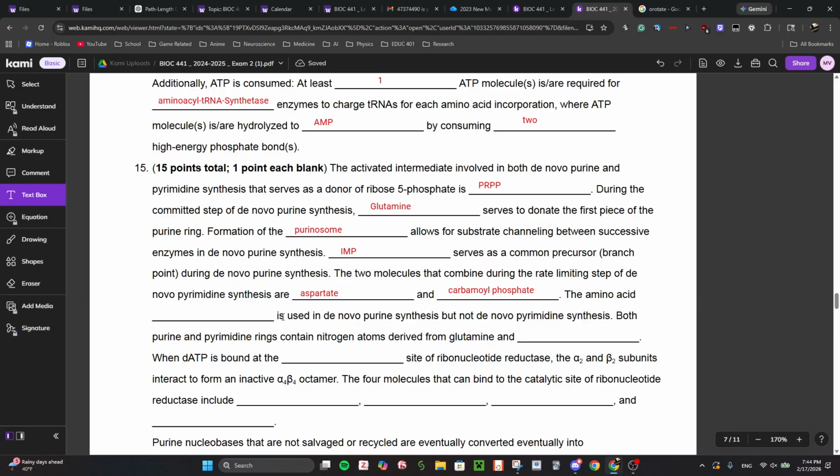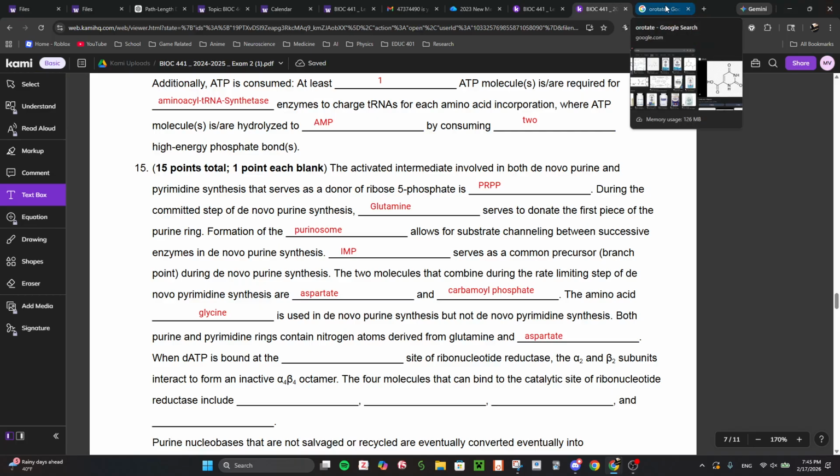The amino acid blank is used in purine: glycine. If you see used in purine and not in pyrimidine, glycine, because glycine is used in the backbone chain at the top. Both purine and pyrimidine rings contain nitrogen atoms derived from glutamine and aspartate. Yep, aspartate. I can't remember where those are in the structures themselves off the top of my head. It's been a while, but it should be aspartate for that.